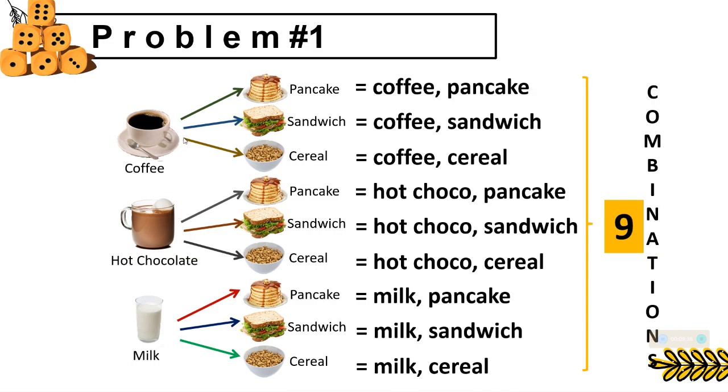So using the tree diagram, we have the coffee, the first drink, then the possible courses or the given courses. So we have the pancake, sandwich, and cereal. Then on the second drink, we have the hot chocolate, the pancake, sandwich, cereal. And then we have the third drink, we have milk. So we form pancake, sandwich, and cereal. And for you to count them, we have 9 combinations.